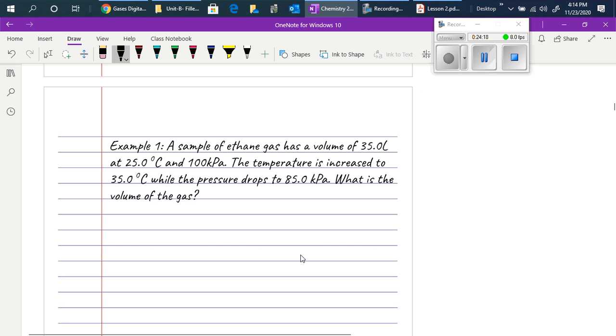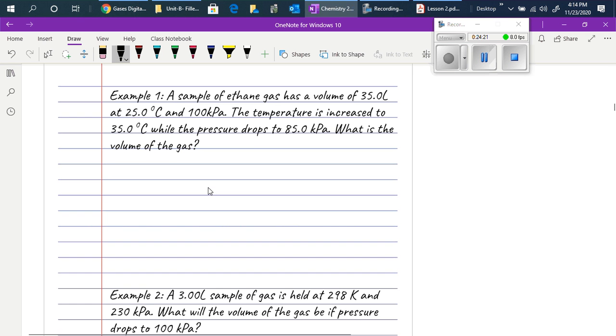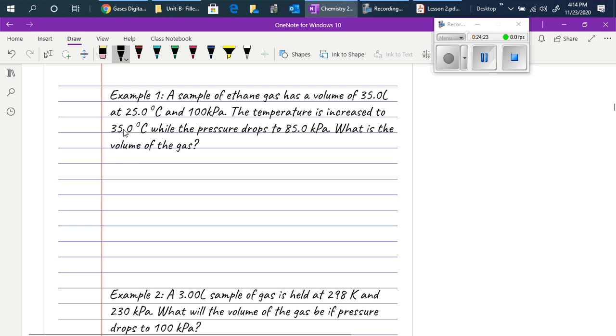Let's see an example here. We have an example of an ethane gas that has a volume of 35 liters, so V1 is equal to 35 liters, and the temperature is 25 degrees Celsius, which in Kelvin will be 25 plus 273.15. This is T1. And P1 will be equal to 100 kilopascal.